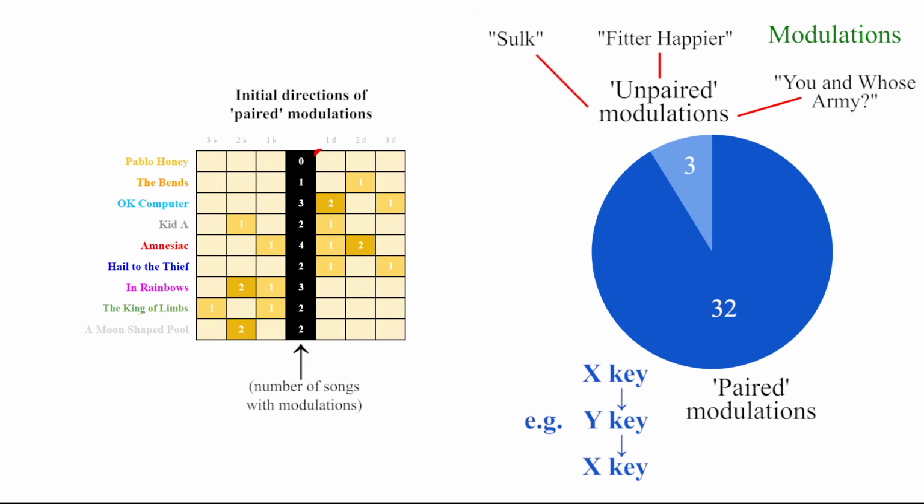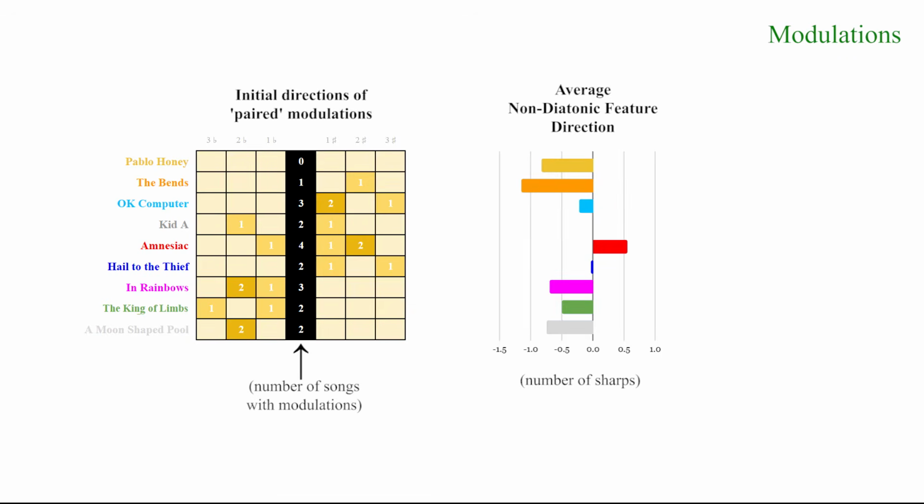As you can see, up through Hail to the Thief, modulations tend to initially add sharps to the key, the exceptions being In Limbo and Life in a Glass House, whereas starting with In Rainbows, modulations tend to initially add flats. Interestingly, this seems to mirror the borrowed chord trend that I explored in the previous section. Overall, Radiohead's final 3 albums are marked by an increased use of both more minor borrowings and modulations whose initial direction is minor.